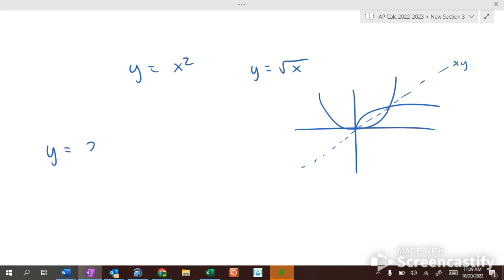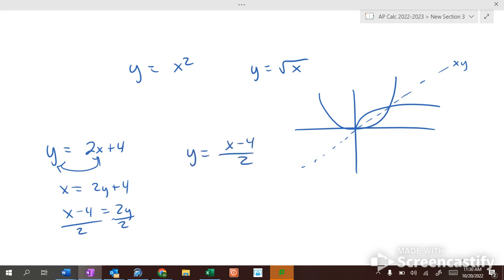Also, y equals like 2x plus 4. Its inverse, if you remember how to do this, is, remember we switched around the x and the y. So x equals 2y plus 4, and then solve for y to find the inverse. So move the 4, x minus 4 equals 2y, divide by 2. So y would equal (x minus 4) over 2. So these two are inverses of each other.